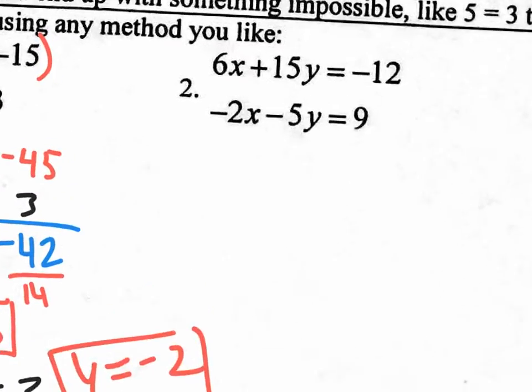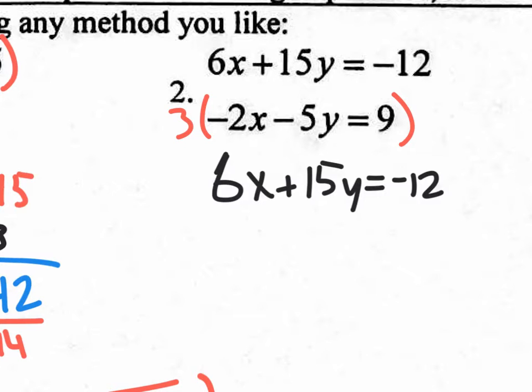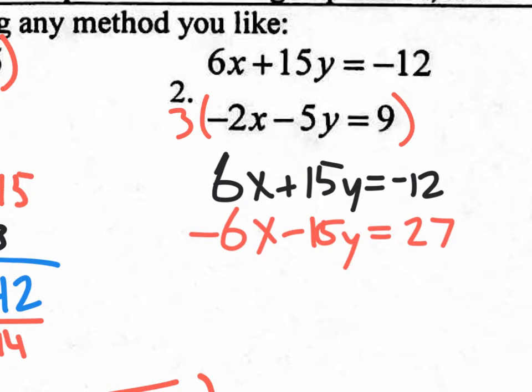number 2 here. Which one do you want to cancel, x's or y's? X's? Let's go with x's. The numbers are a little smaller. How could I cancel out the x's? Multiplying the bottom one by what? 3. By 3. So the top one's going to stay the same. Let me rewrite it. And the bottom one's going to change. Let me distribute that 3 in there. So we end up with negative 6x minus 15y equals 27.